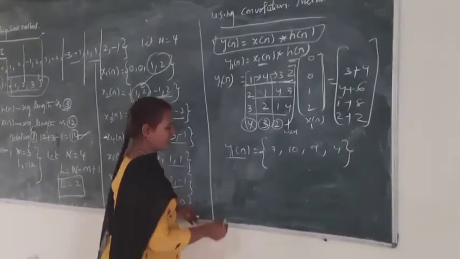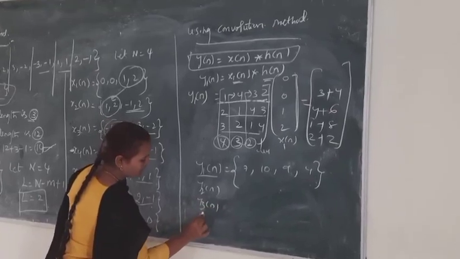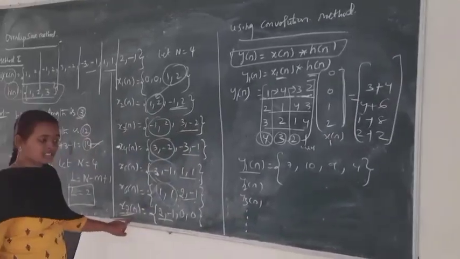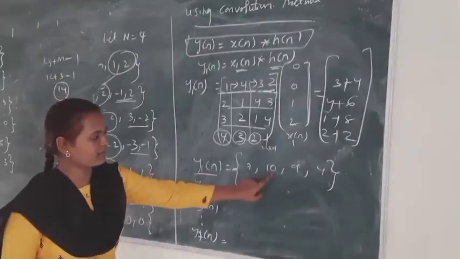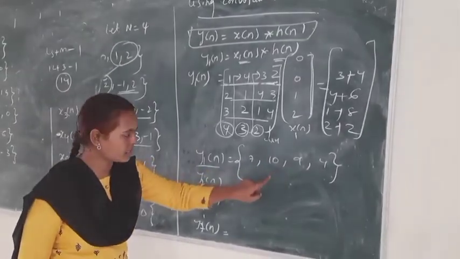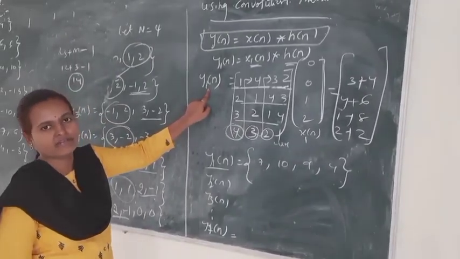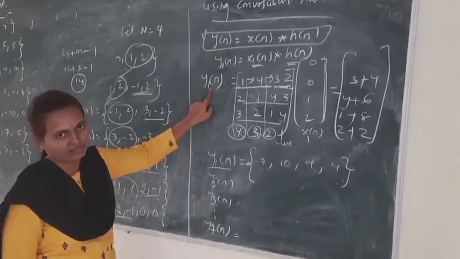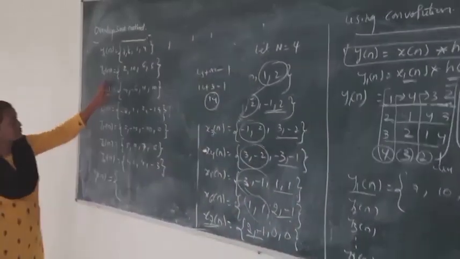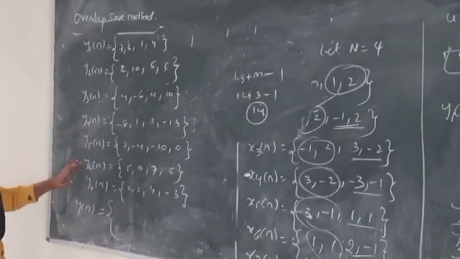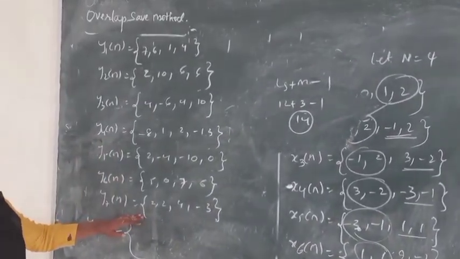In the same way we have to find y2 of n, y3 of n, y4 of n, y5 of n, y6 of n, up to y7 of n. y1 of n is equal to 7, 10, 9, 4. These are the output values representation.